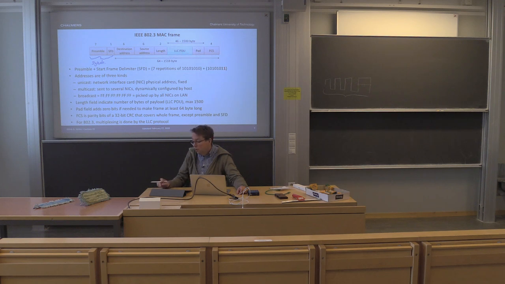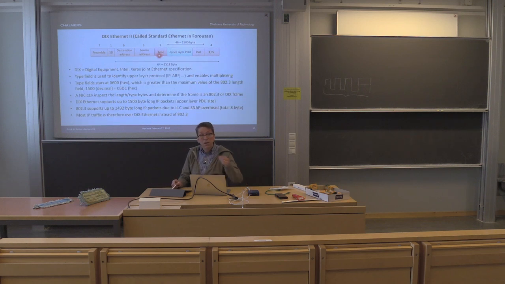Okay, so we need a multiplexing tag for DIX Ethernet, and this type field then identifies the upper layer protocol. The type field starts at 0600 in hexadecimal, which is actually greater than the maximum value of an 802.3 length field, which is 1500 in decimal or 05DC in hex.